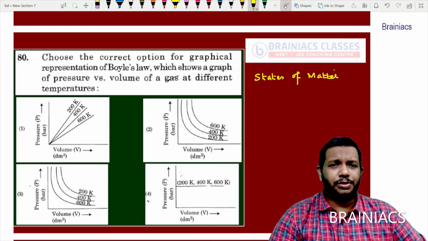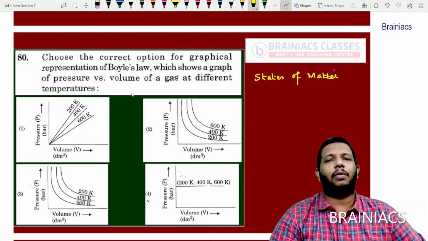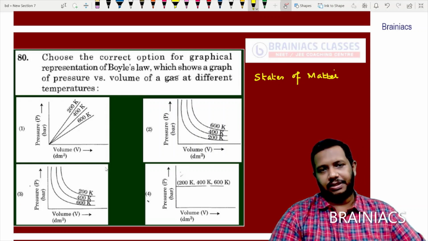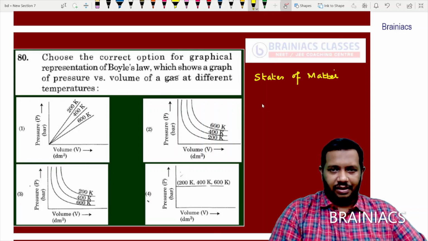Just look at the question. Choose the correct option for the graphical representation of Boyle's law, which shows a graph of pressure versus volume at different temperatures. So we know that pressure versus volume.